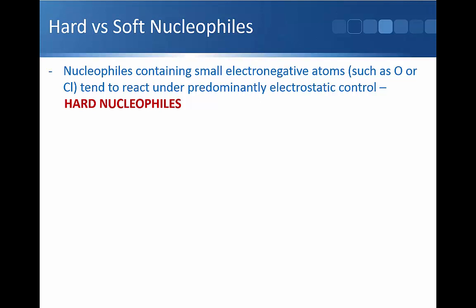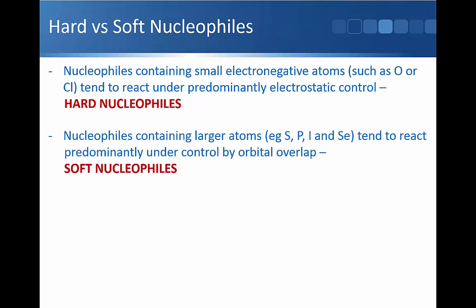Nucleophiles containing small electronegative atoms such as oxygen or chlorine tend to react predominantly under electrostatic control. So that's the electrostatic attraction of the two molecules that come together. So nucleophiles of this type tend to be defined as hard nucleophiles. Nucleophiles containing larger atoms, sulfur, phosphorus, iodine, and selenium, they actually have larger, more diffuse orbitals, and they tend to interact with other molecules predominantly by orbital overlap. So large nucleophiles like this tend to be referred to as soft nucleophiles.